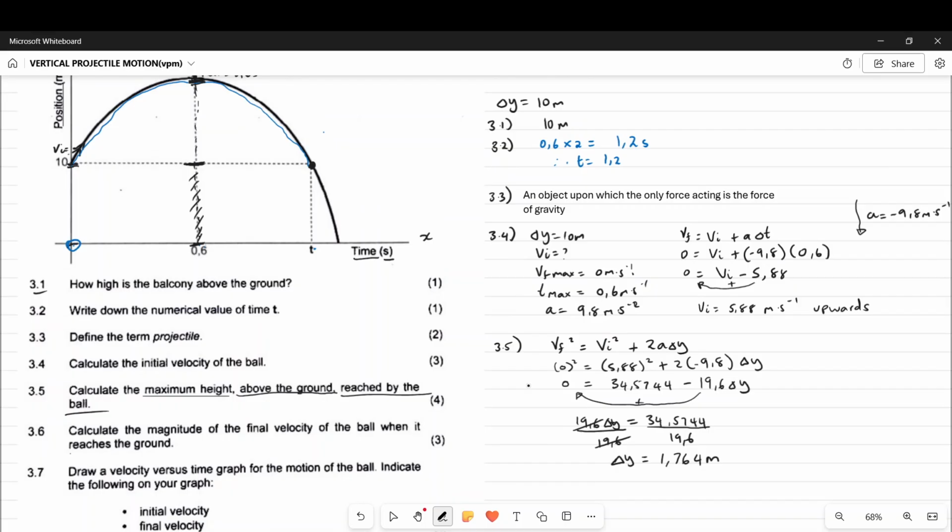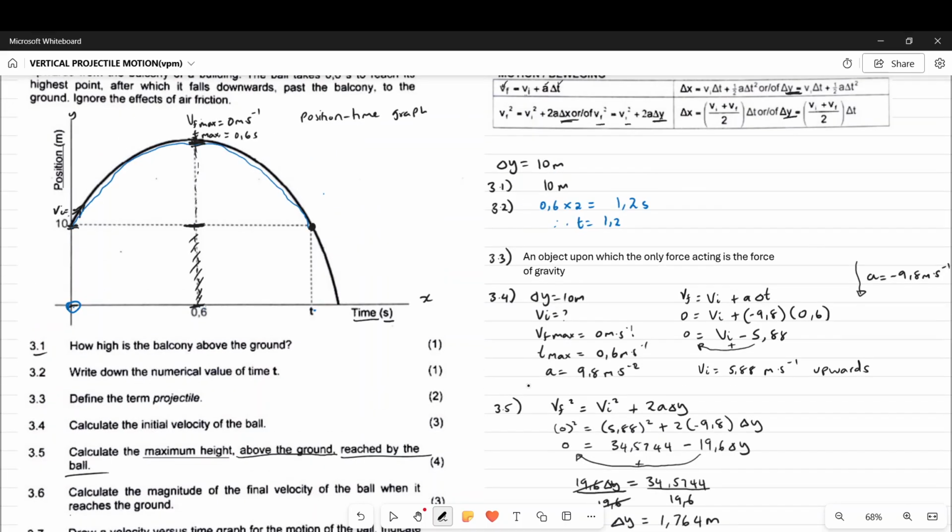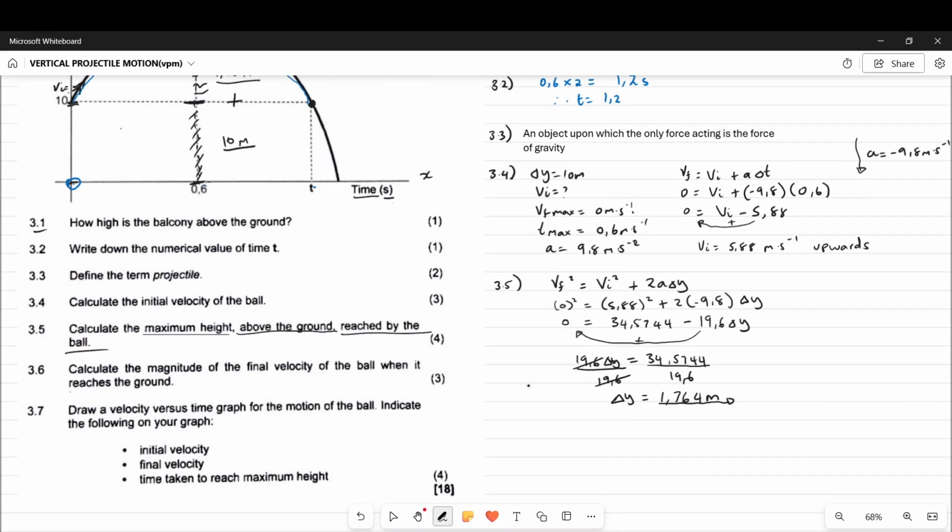This 1,764 is the height from here above the building all the way to the maximum height. So this is 1,764 meters, and then from here to here we know this is 10 meters. So now they want to know the maximum height above the ground. If they said the maximum height above the building, it would have been this answer, right? But they said above the ground, so now we're just going to add these two. So make sure we pay attention to the keyword.